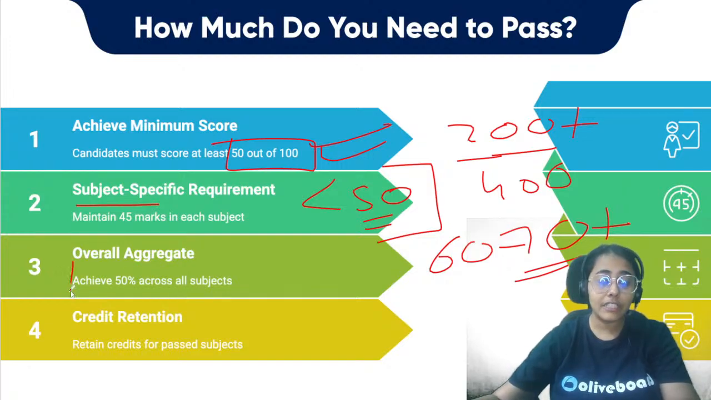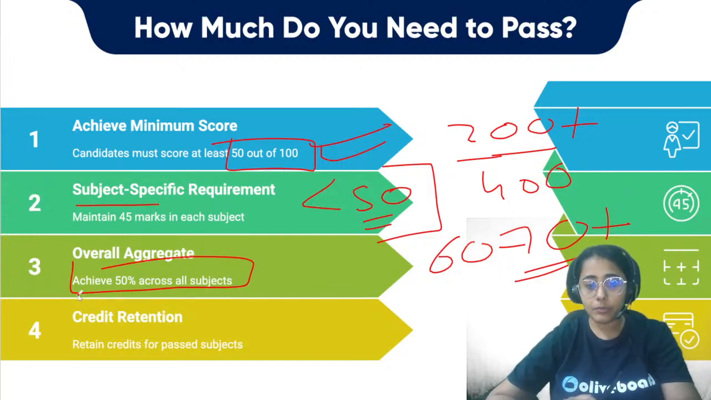right? So you need to achieve 50% across all subjects. And you also retain credits for the past subjects.